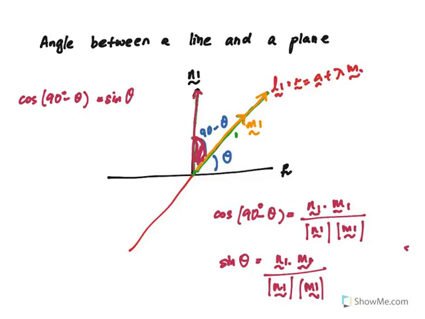And for this case, we always assume that our theta is acute. So let's take a modulus around this, because we are always finding the acute portion of this answer. And that's the reason for the formula for the angle between a line and a plane.